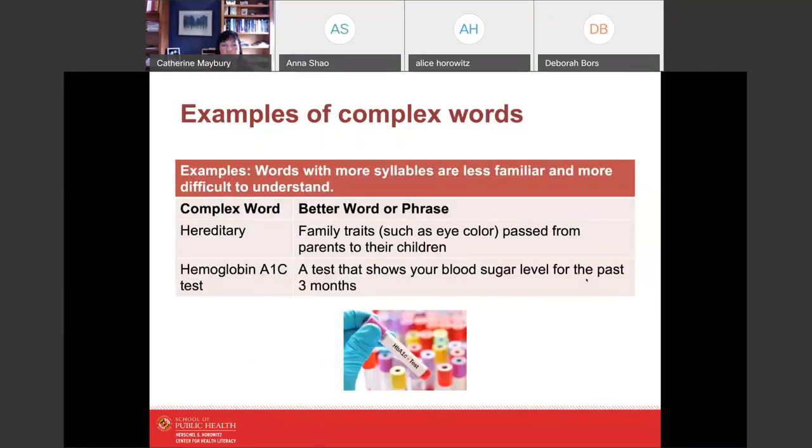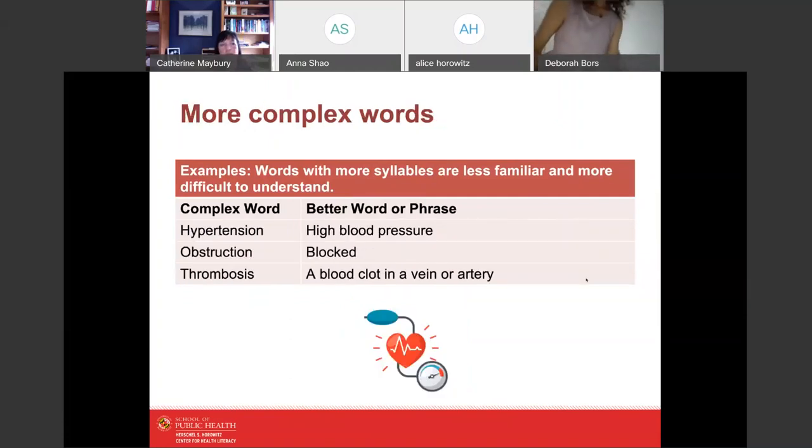Some examples of complex words are hereditary and hemoglobin A1C, which is something that we often see and hear when we work with people who have diabetes. As opposed to saying hemoglobin A1C test, we might say a test that shows your blood sugar level for the past 3 months. And here are some more examples of complex words like hypertension, obstruction, and thrombosis. So the bottom line is words with more syllables are less familiar and more difficult to understand, and people may simply not hear them when you mention them.